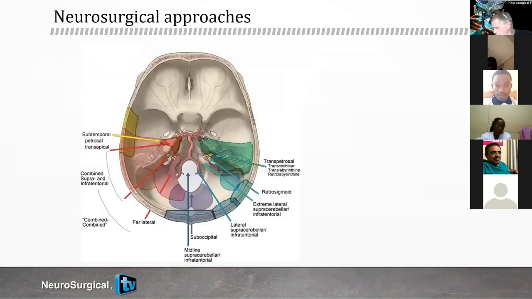We have 3 main neurosurgical approaches to the posterior fossa. We have the midline suboccipital approach, the lateral suboccipital approach, and the retromastoid approach. I don't know if everybody can see.